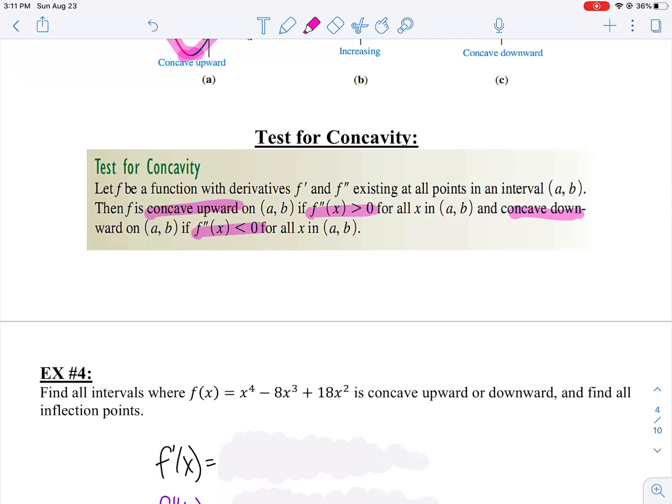So remember, just like increasing or decreasing, if my first derivative is positive, I know that my original function is increasing. If my first derivative is negative, then I know that my original function is decreasing. Well, now, if I can find the second derivative, and I can figure out where it's positive or negative, if the second derivative is positive, well, then I know it's concave up. If my second derivative is negative, then I know it's concave down. I can look at the first derivative value and the second derivative value, and now decide increasing, decreasing, and concave up and concave down. Let's do an example.